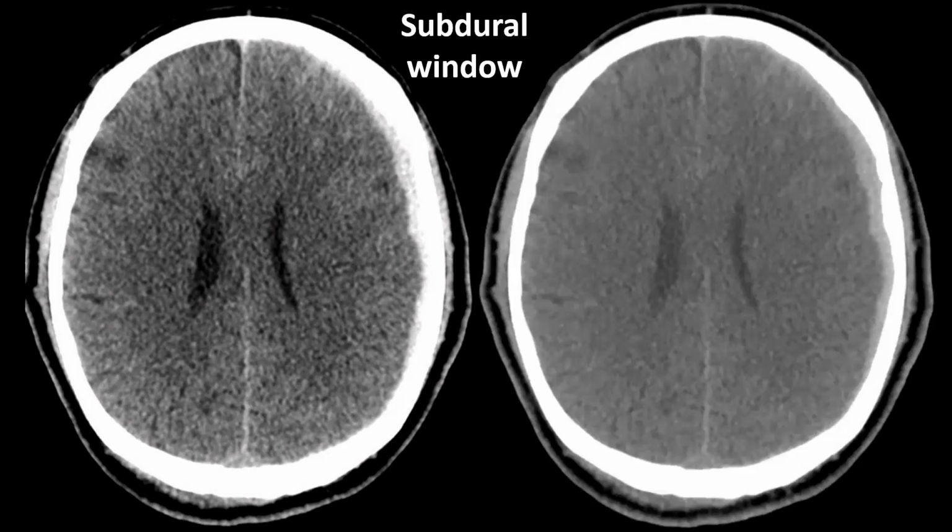This is a patient who suffered a trauma. If you look carefully in the soft tissues of the scalp, you see some swelling here in the subgaleal tissues. This is a small subgaleal hematoma. And now let's look if we see an intracranial hemorrhage over here. Maybe you've seen it, maybe you don't. But everyone will agree that the pathology is a lot clearer on this subdural window.